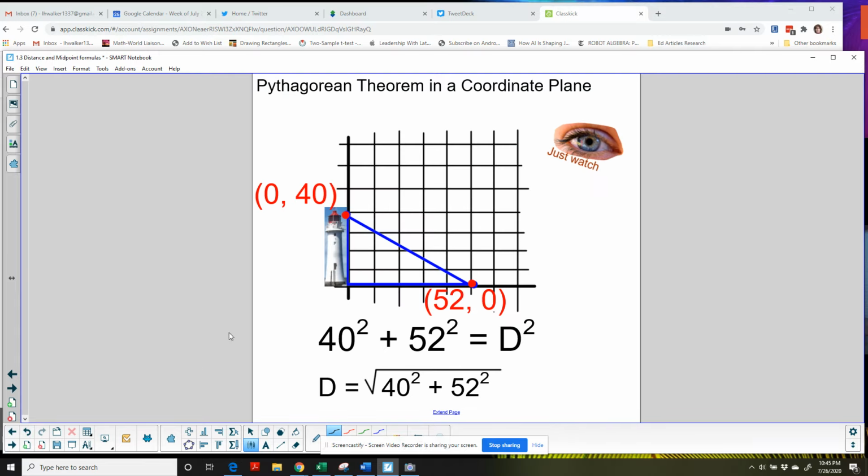So in this case, once again, you can see this is 40 because the point is 0, 40. So that length is 40. And then this width here, your x values are running from 0 to 52. So that has to be a length of 52. So a squared plus b squared equals c squared. To get d, this length of the hypotenuse, and remember, this only works for right triangles, you're going to have to square root.